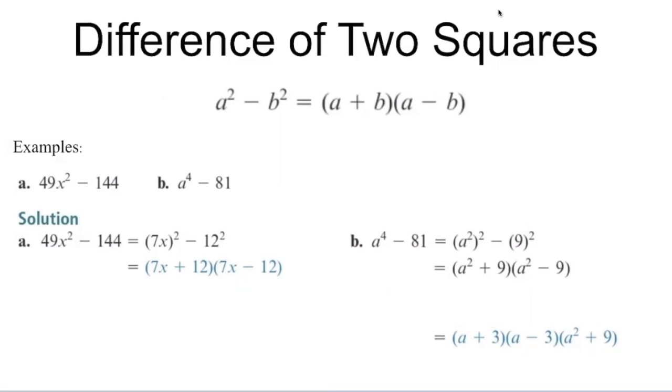So you see the two examples. I've got 49x squared minus 144. The square root of 49 is 7, and the square root of x squared is x. So I've got 7x all squared, and the square root of 144 is 12. So then I can write it as 7x plus 12 and 7x minus 12.